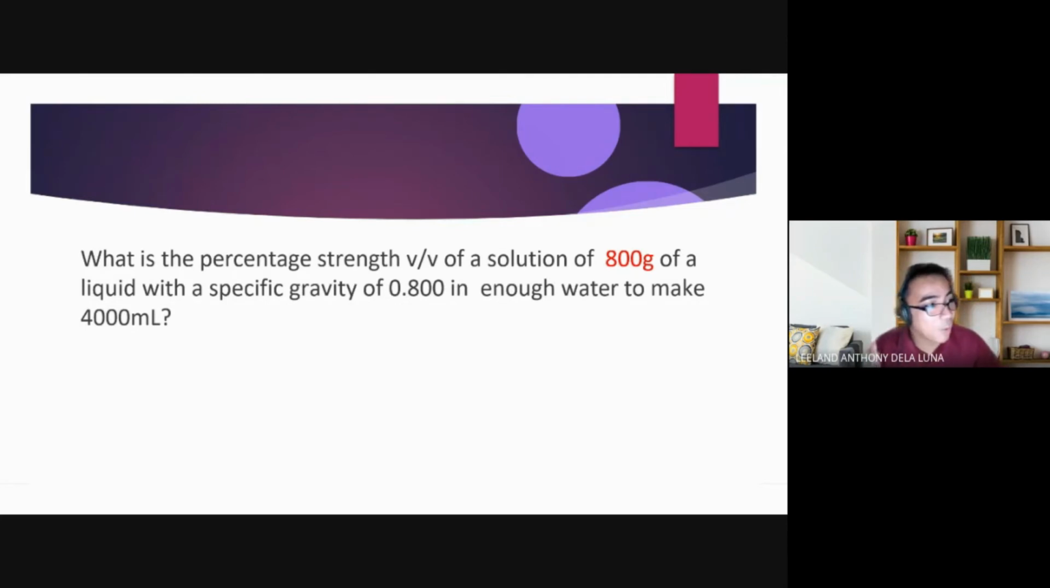So, class, again, ang question lang naman dito is percent strength, percentage volume per volume. Yun ang hinihingi dito. So, equals unknown.